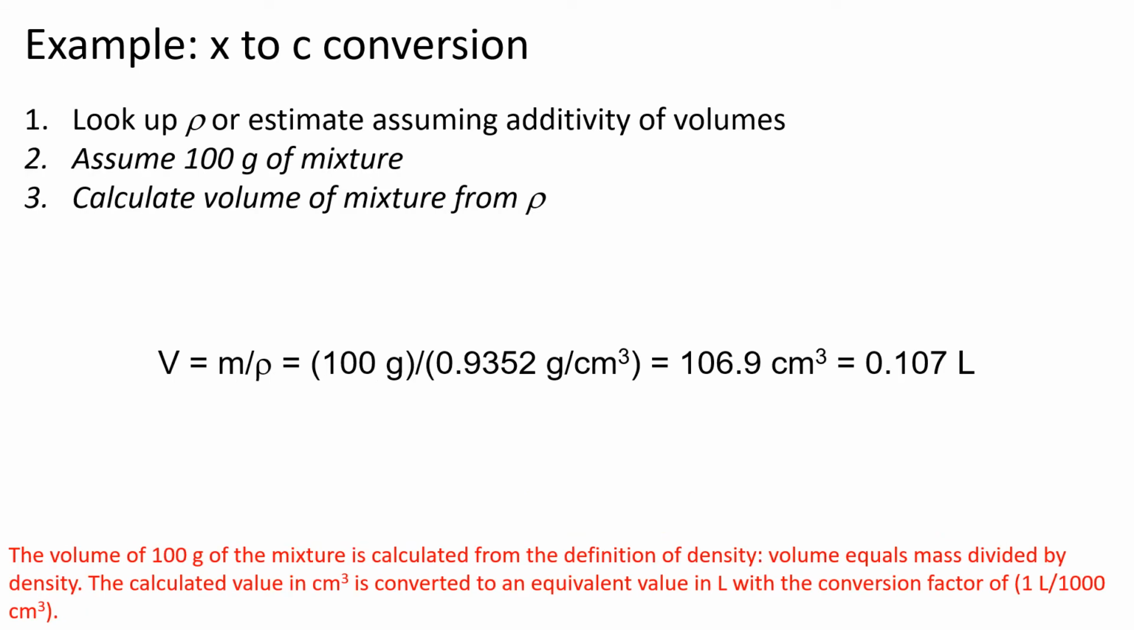The volume of 100 grams of the mixture is calculated from the definition of density. Volume equals mass divided by density. The calculated value in centimeters cubed is converted to an equivalent value in liters with a conversion factor of 1 liter per 1,000 centimeters cubed.